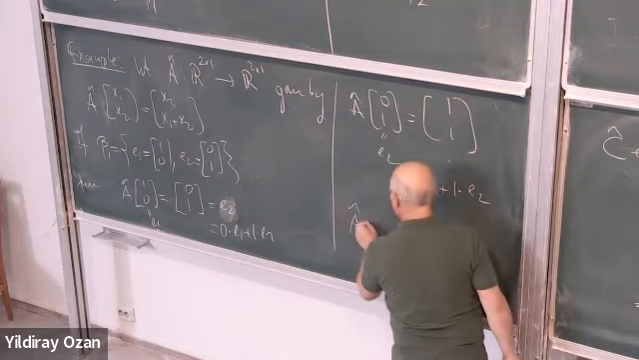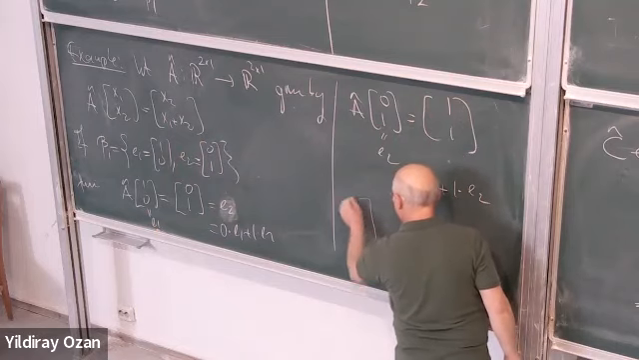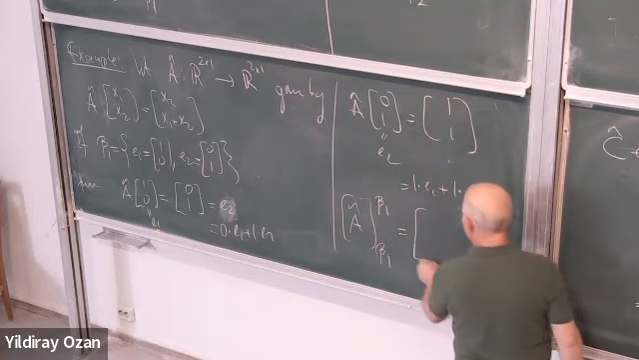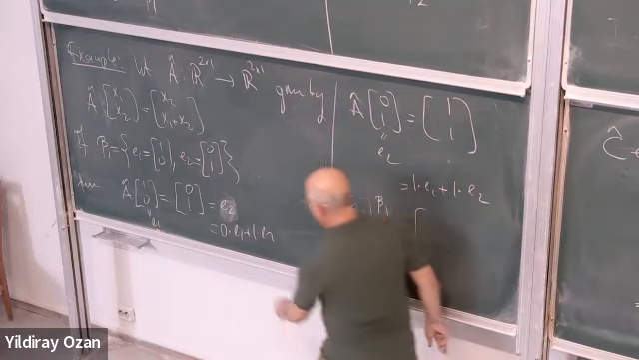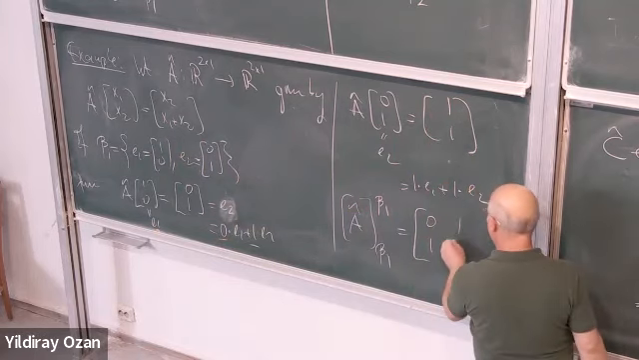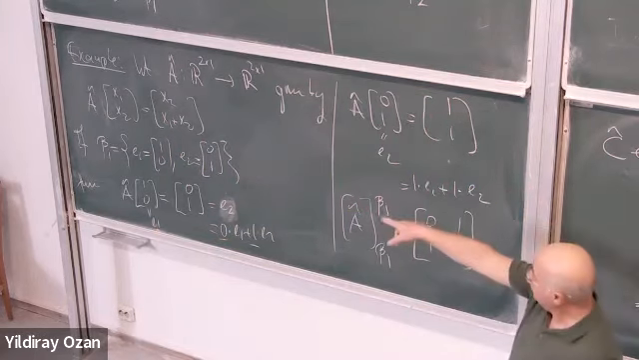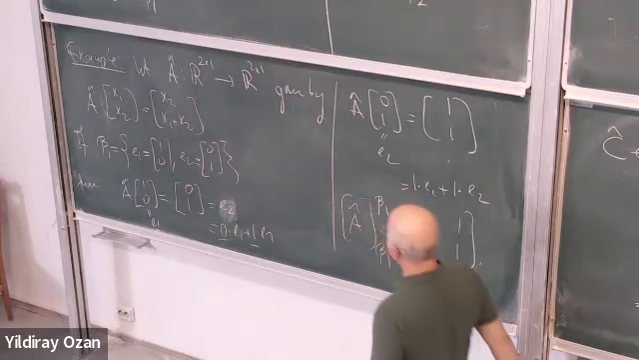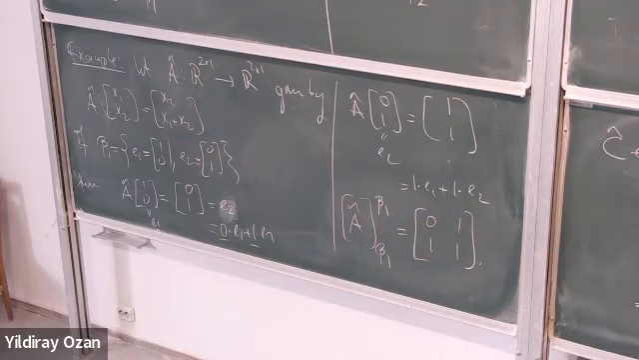Hence, the matrix representation of A in the basis beta 1 to beta 1 is what? First column is just 0, 1, and second column is 1, 1. So, just the matrix representation of this operator. Okay.